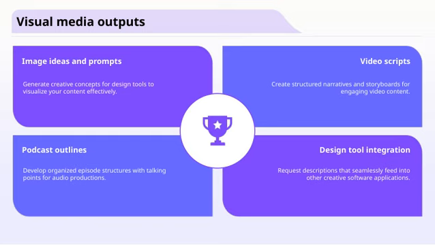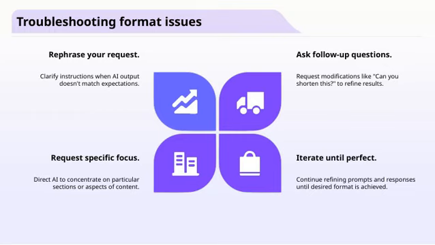When troubleshooting format issues, it's important to remember that rephrasing your requests can often clarify what you need. If the AI output doesn't quite match your expectations, don't hesitate to clarify or provide more specific instructions. Asking follow-up questions is a great way to guide the process toward the right solution. Sometimes you might want to refine the results further by requesting modifications, like asking, "Can you shorten this?" which helps make the output more aligned with your needs.